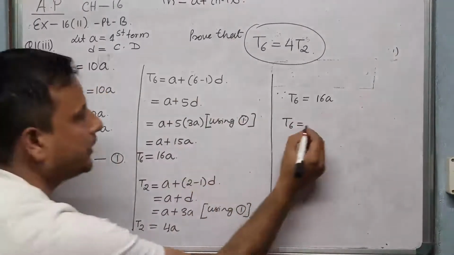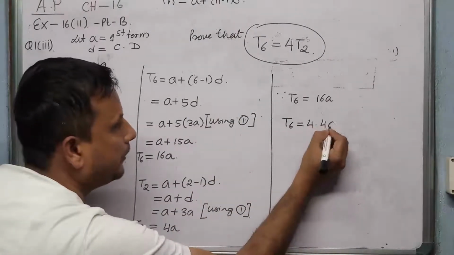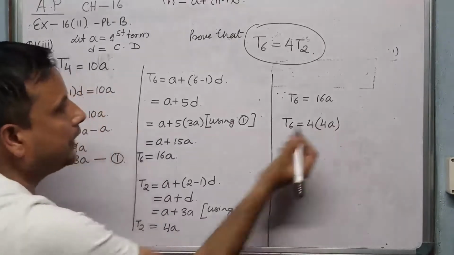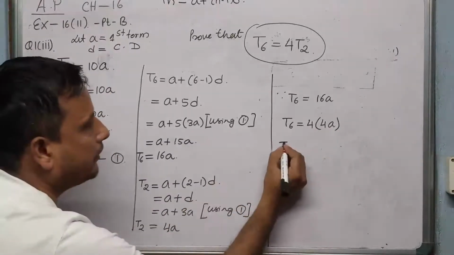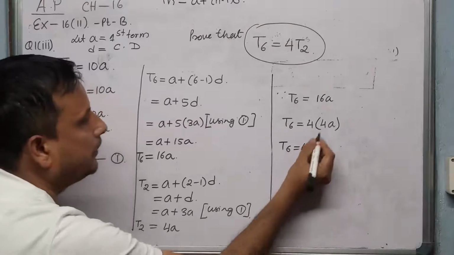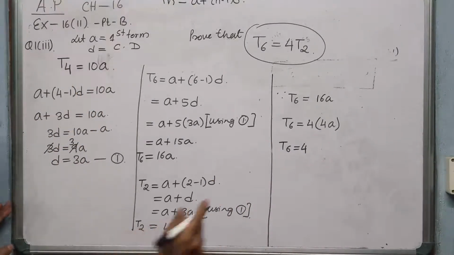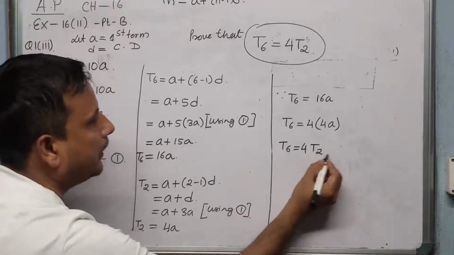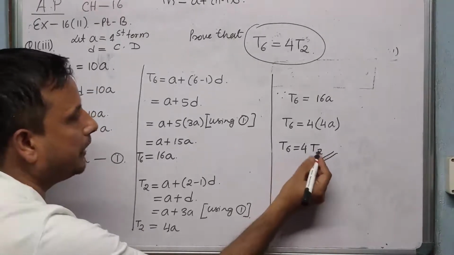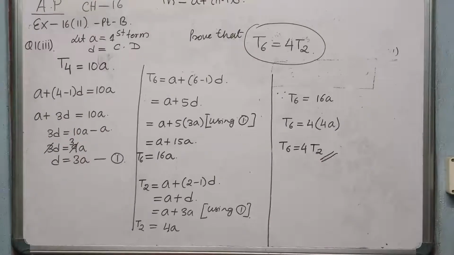16A, can I write 16A is equal to 4 into 4A? 4 4s are 16. Now T6 is equal to 4 into, now see, what is the value of 4A? 4A is equal to T2. In place of 4A, we can write T2. Now it is proved. The sixth term is 4 times the second term.